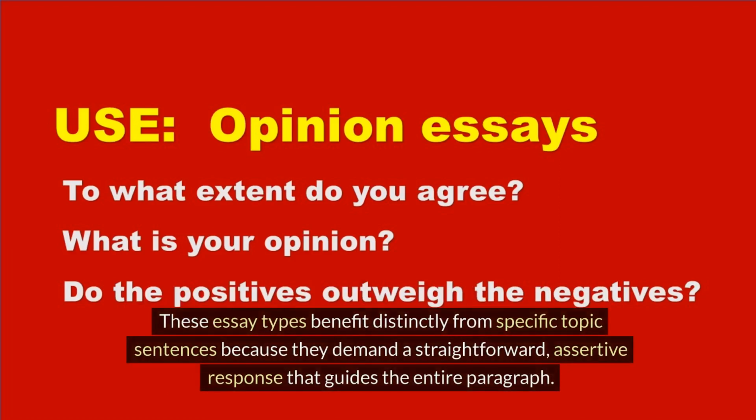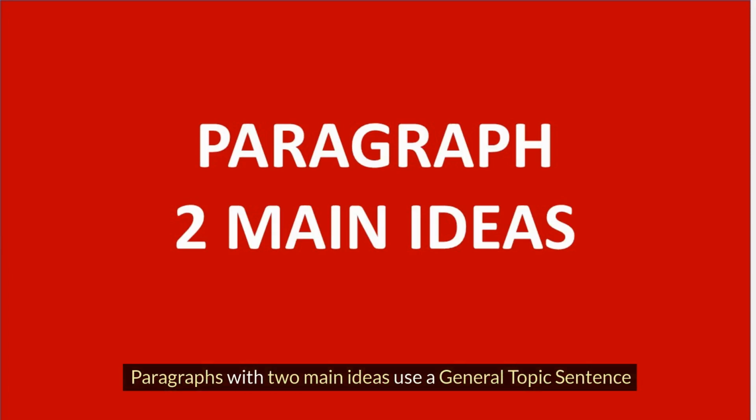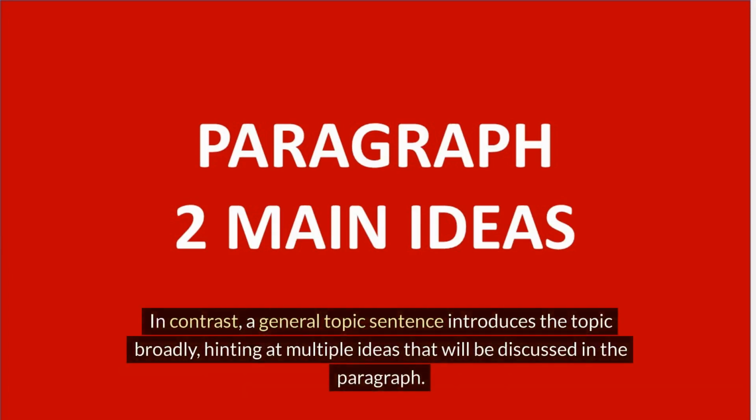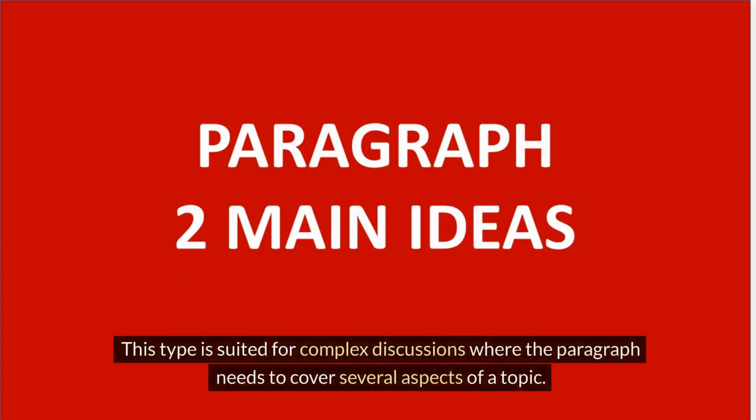These essay types benefit distinctly from specific topic sentences because they demand a straightforward, assertive response that guides the entire paragraph. Paragraphs with two main ideas use a general topic sentence. In contrast, a general topic sentence introduces the topic broadly, hinting at multiple ideas that will be discussed in the paragraph. This type is suited for complex discussions where the paragraph needs to cover several aspects of a topic.